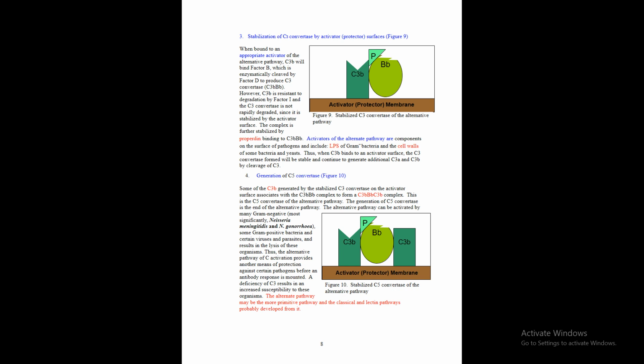The alternative pathway can be activated by many gram-negative bacteria, most significantly Neisseria meningitidis and Neisseria gonorrhoeae, some gram-positive bacteria, and certain viruses and parasites, resulting in lysis of these organisms by the formation of the membrane attack complex, which will be talked about later on. Thus, the alternative pathway of complement activation provides another means of protection against certain pathogens before an antibody response is mounted. A deficiency in C3 results in an increased susceptibility to these types of microorganisms. The alternative pathway may be the more primitive pathway, and the classical and lectin pathways probably developed from it.